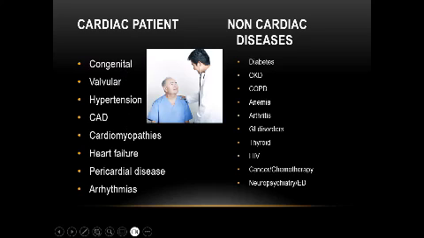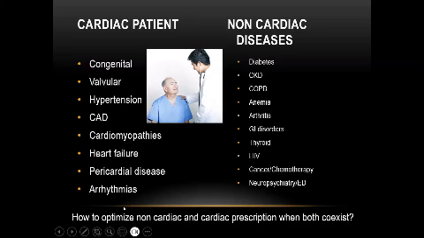So the problem is we may not be looking at only the cardiac condition and treating that cardiac condition, but you must also look at what non-cardiac diseases this patient is having, and also what non-cardiac drugs this patient is taking, and how our cardiac prescription is not going to interfere with or aggravate the existing non-cardiac disease, and also is not going to have a significant drug interaction with the non-cardiac drugs the patient is taking. So that is exactly the essence of my talk. That's why we try to see how to optimize a non-cardiac and cardiac prescription when both are coexisting.